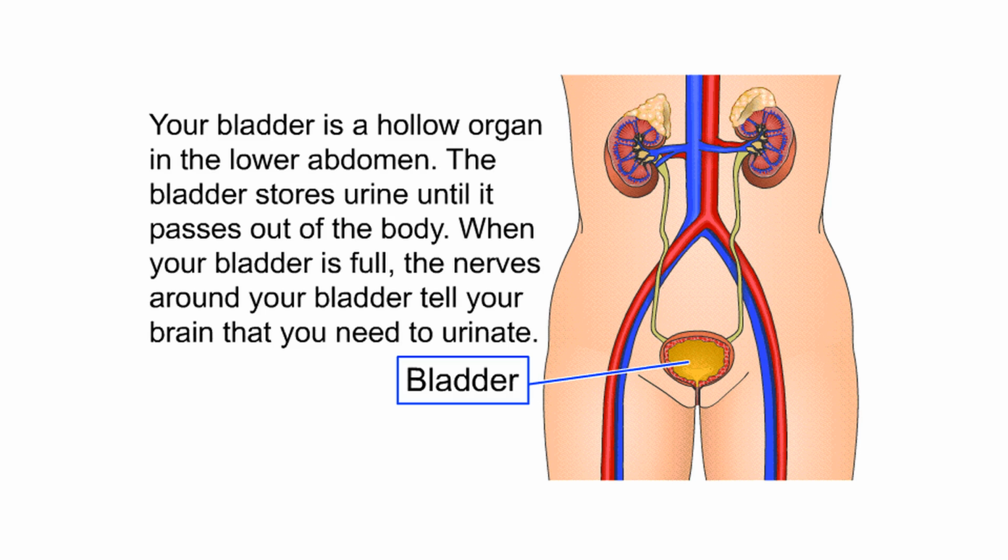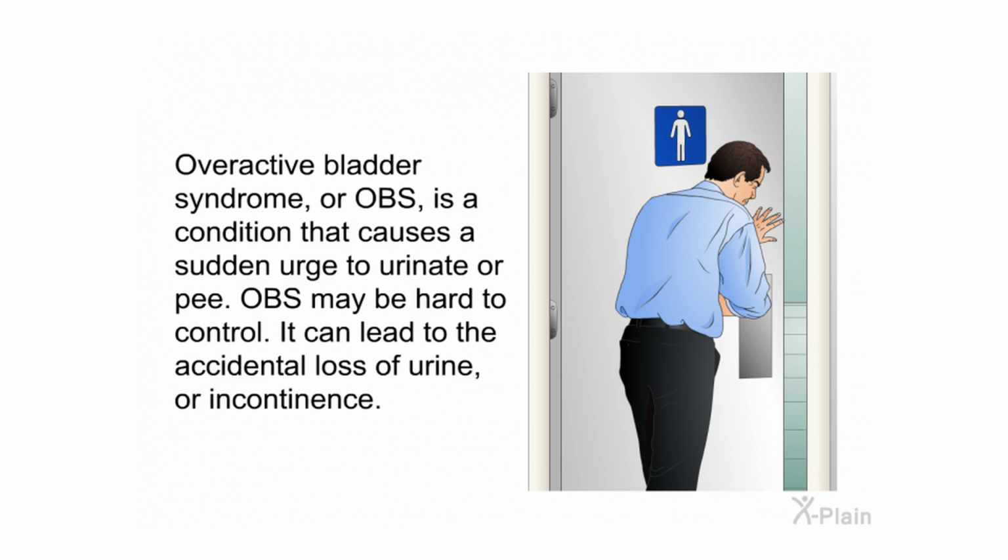Summary. Your bladder is a hollow organ in the lower abdomen. The bladder stores urine until it passes out of the body. When your bladder is full, the nerves around your bladder tell your brain that you need to urinate. Overactive Bladder Syndrome, or OBS, is a condition that causes a sudden urge to urinate or pee. OBS may be hard to control. It can lead to the accidental loss of urine or incontinence.